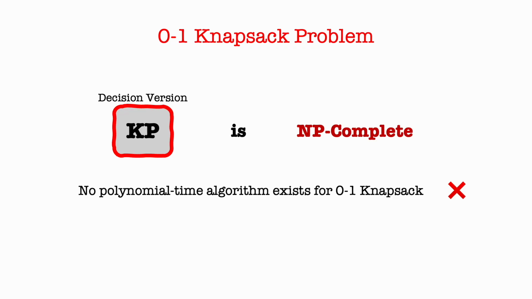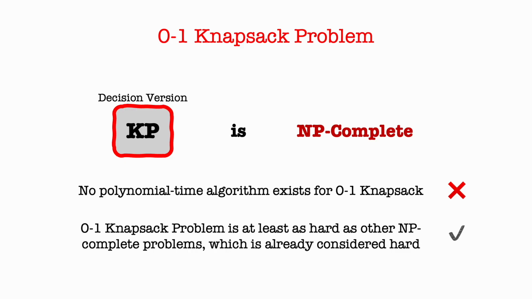So why did we spend all this time? We didn't waste our time. Rather, we have shown that the decision version of the 0-1 knapsack problem is at least as hard as other NP-complete problems, which is already considered hard by many scientists and academicians. This was the main objective of the reduction. The conclusion is that the decision version of the 0-1 knapsack problem is hard to solve, and therefore the optimization version, our original 0-1 knapsack problem, is hard to solve. In the next video, we will see how greedy algorithms can be helpful in finding a near optimal solution in polynomial time.